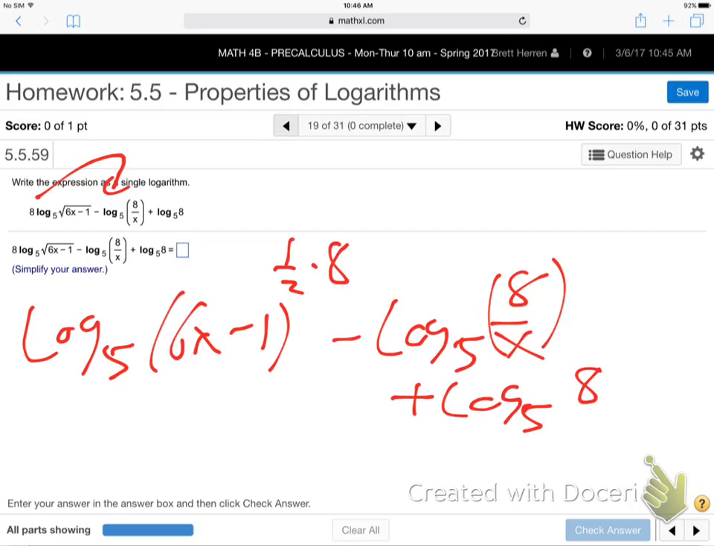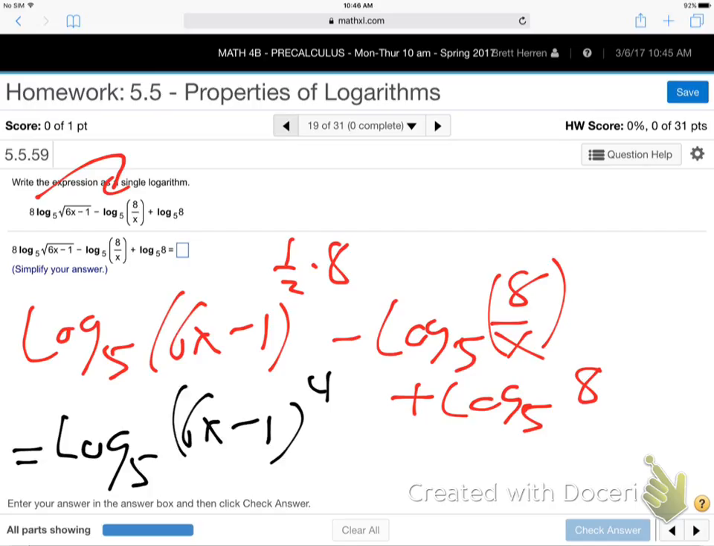See what happened there? So that root, 6x minus 1 root, is half power. Right? Root's half power. And the 8 in the front goes to the power. They're going to both be in the power, so they'll multiply. Powers with powers multiply. So it's going to be a half of 8. It's going to be 4. So this will become, on the next line, log base 5 of 6x minus 1 to the 4th over, oh, wait a minute.